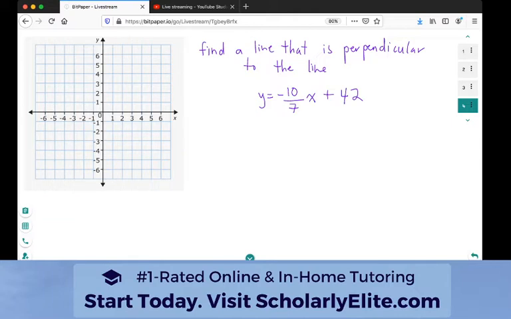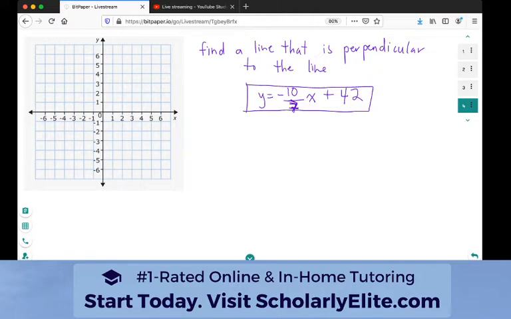Okay, no problem. We know that we want a perpendicular line to this line. Well, all we need to do is get a slope that is the negative reciprocal. And a lot of times kids will ask me, well, what the heck? The slope is already negative. How am I supposed to do that? All you're doing is multiplying the original slope by a negative. So that means that it's going to become a positive.